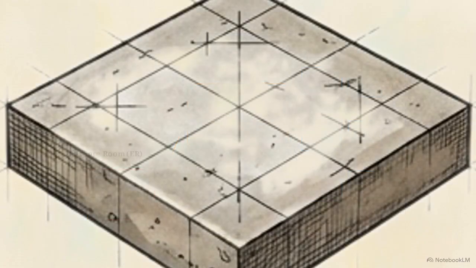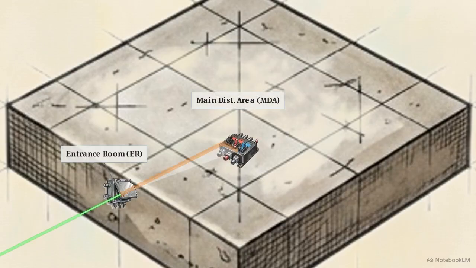Looking at this 3D layout, the point of origin is the entrance room. This is the heavily fortified demarcation point, where external provider lines, like municipal fiber networks, actually breach the building's exterior. From there, heavy trunk cabling routes directly into the main distribution area, or MDA. You can think of the MDA as the core switching center for the entire facility.